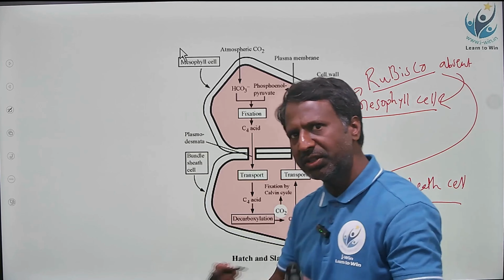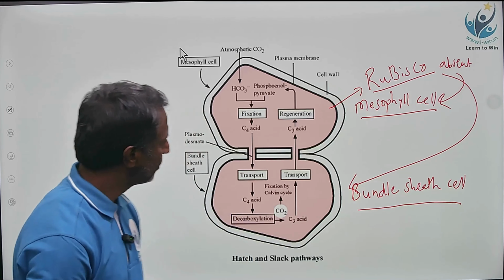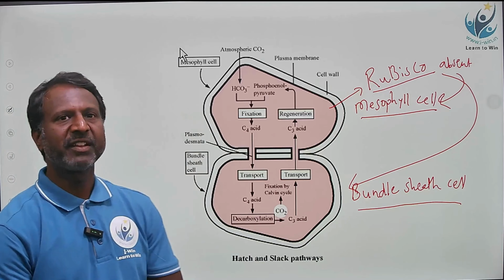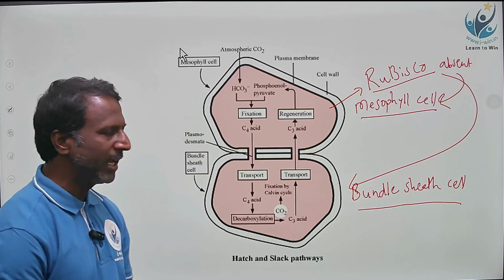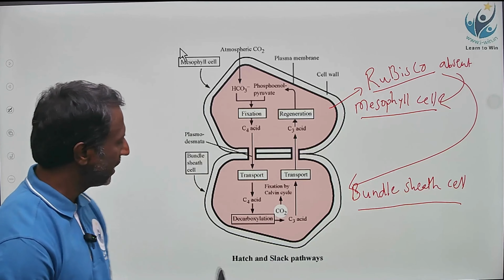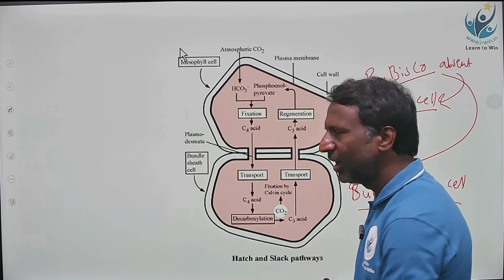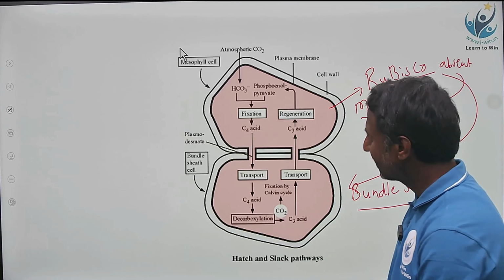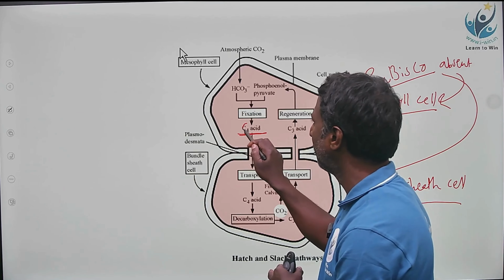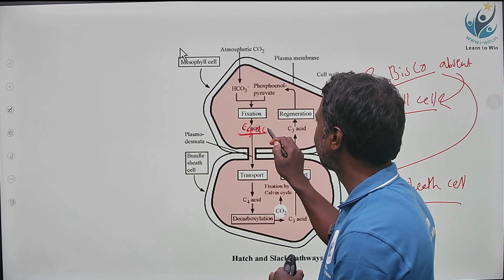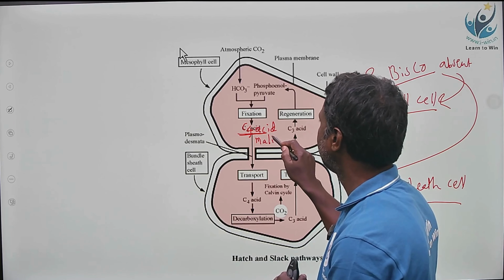Since it has two different types of cells present in the anatomy of the leaf, we can say that this is the Hatch and Slack pathway. This is explained by these two scientists, so that is why it is named after both of them. And why do we call it the C4 pathway? Because the first formed compound is the C4 acid. This C4 acid is also called malic acid.